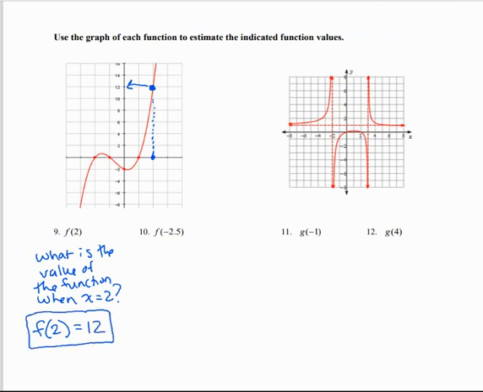You may have to approximate here and there, and that's okay. Give your best approximation. Okay? So you try doing 10, 11, and 12. These are your x values, and find the corresponding y values based upon where it meets the graph.